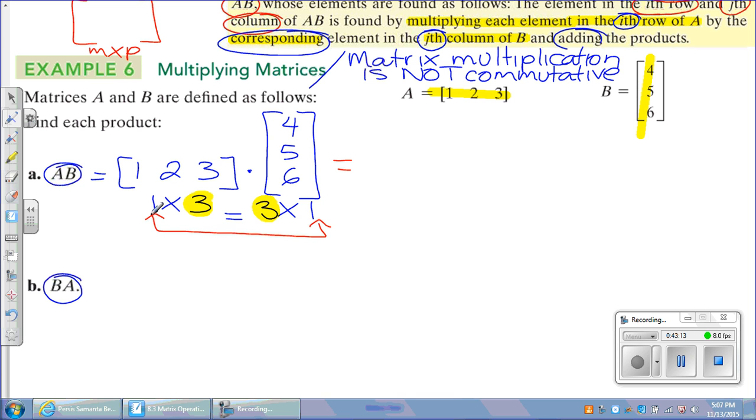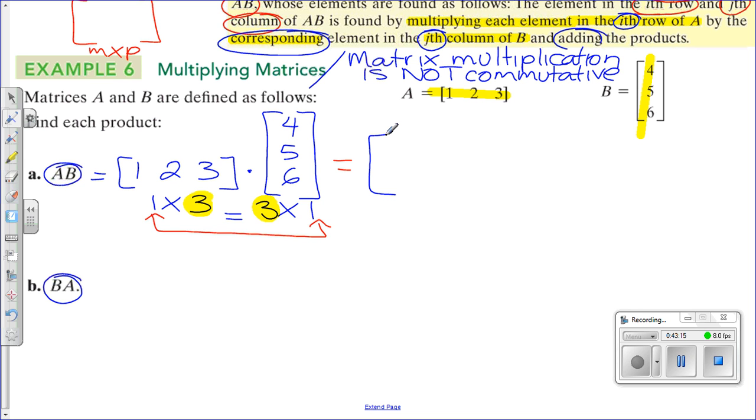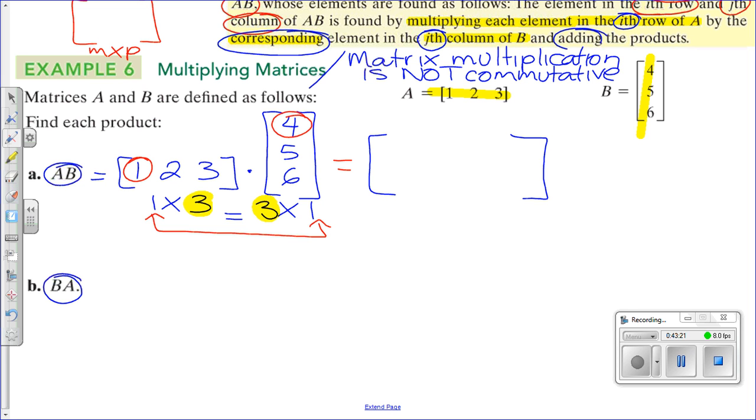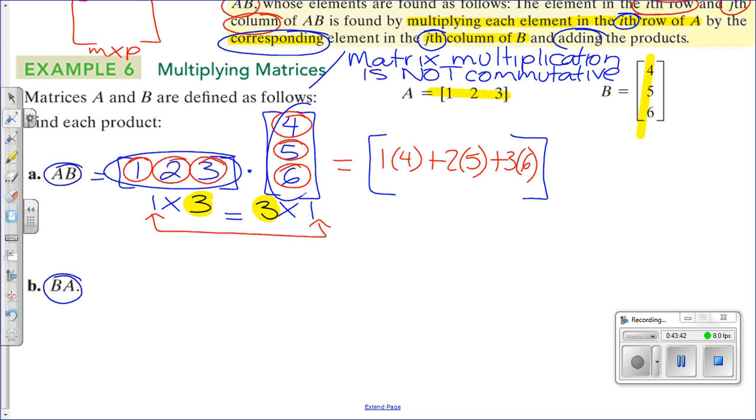So let's see what we're going to do. This will be 1 times 4 plus 2 times 5 plus 3 times 6. And remember, we need to add the elements that come from the same row and the same column.